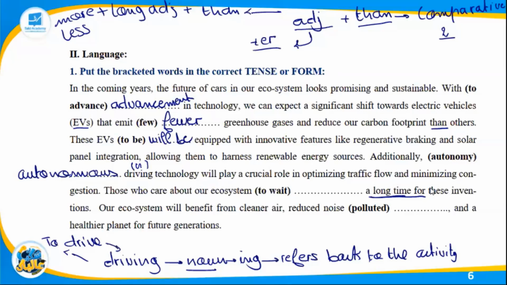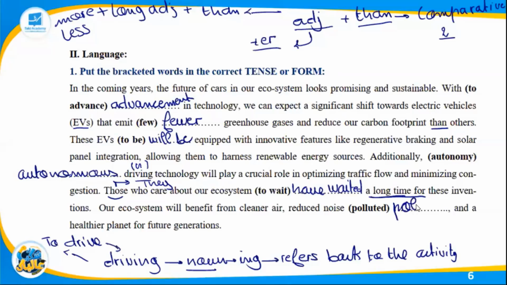So what am I going to say? Those who care about our ecosystem, this is plural because the subject pronoun that replaces them is they, so have plus past participle. Simply I say have waited. Okay. Our ecosystem will benefit from clean air, reduced noise pollution, and a healthier planet for future generations. Among the terms you read, noise what? Noise pollution, very good.